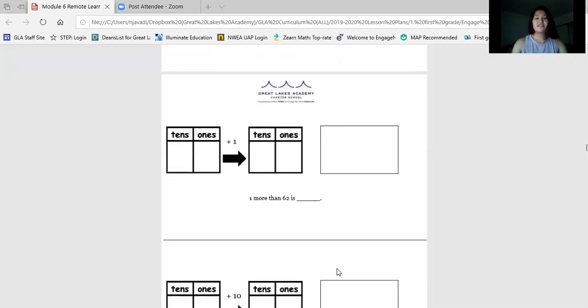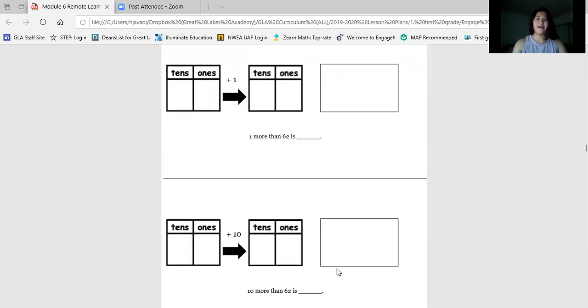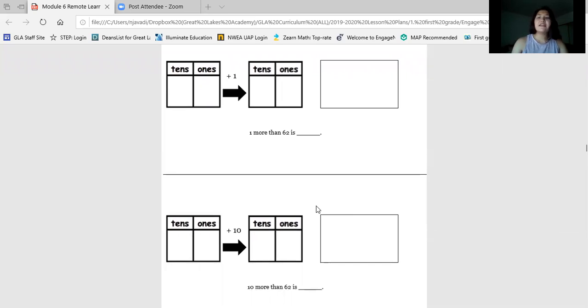Today we are going to be talking about the arrow way again. We've learned about the arrow way before, but this time it's a little bit different because we are going to be using place value charts while we do the arrow way. So let's look at this first one together. So we're going to start with the number 62. So let's see how many tens and ones are in the number 62.